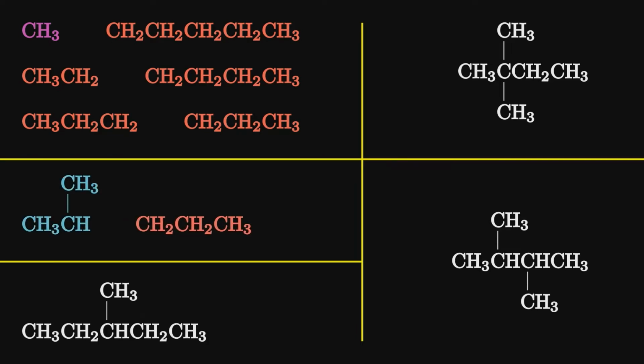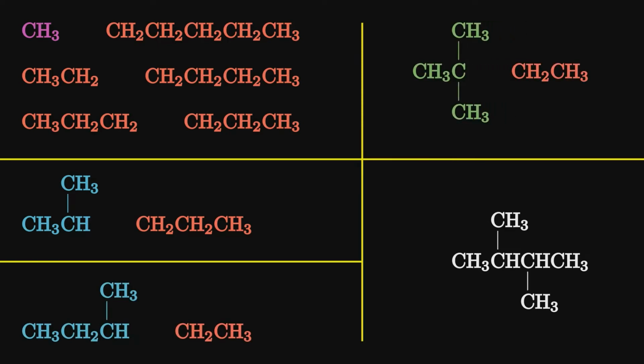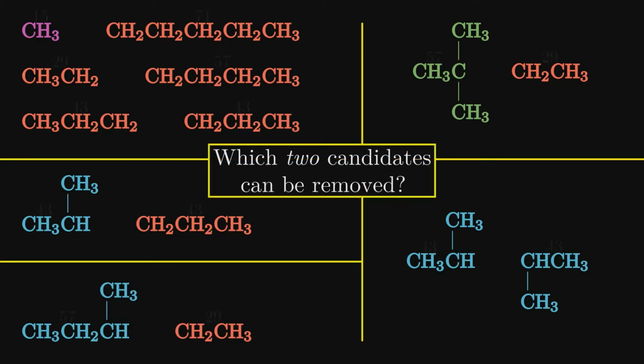2-methylpentane and 3-methylpentane both create secondary primary fragments. 2,2-dimethylbutane makes a tertiary primary pair, and 2,3-dimethylbutane makes two secondary fragments. If these fragments are produced, they would show up on the spectra, which means a bit of logic allows us to remove two of these candidates. Knowing the masses of the fragments is quite helpful.